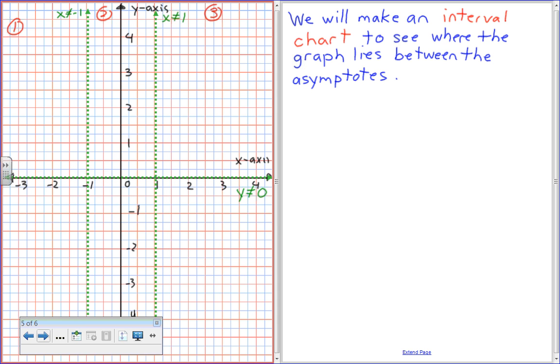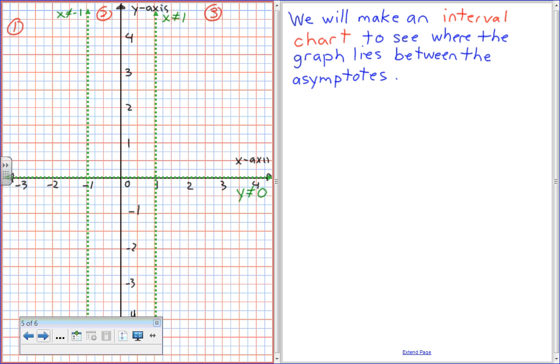So from this point on, the graph's either going to look like this, or it's going to look like this. Those are the two options. Okay? On this side, the graph's either going to look like this, or it's going to look like that. That's the only two options for it. The reason for that is because it can't cross this asymptote or this asymptote. It's got to be one of those two options. In the middle, we'll talk about the middle at the end, okay?